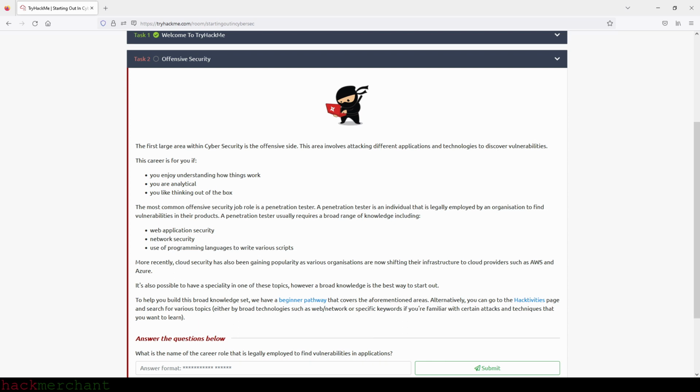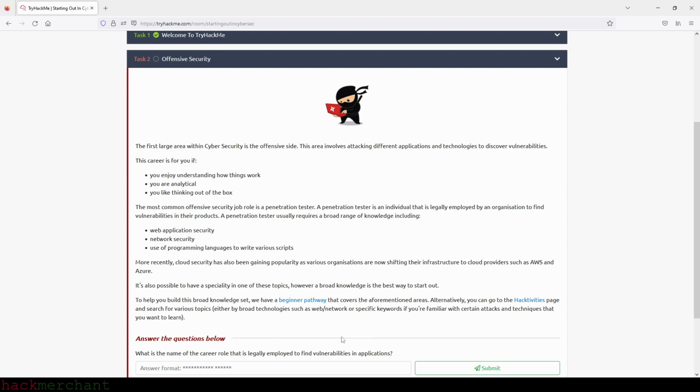To help you build this broad knowledge set, we have a beginner pathway that covers the aforementioned areas. Alternatively, you can go to the activities page and search for various topics, either by broad technologies such as web/network, or specific keywords if you're familiar with certain attacks and techniques that you want to learn.